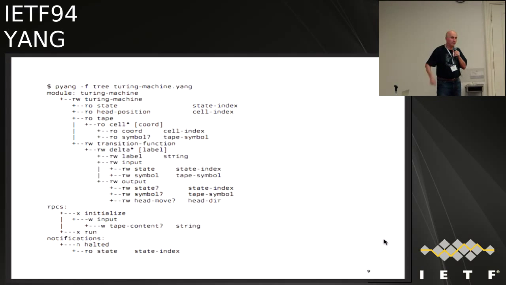The parameter there is the input, which means the initial content of the tape. And there is also one notification. The Turing machine is supposed to send this notification as soon as the computation halts. It also sends as a parameter the state in which the Turing machine has ended up. So the main point of doing this is to cover all areas that a YANG data model can cover. That means read-only state data, read-write configuration data, RPCs, and notifications.